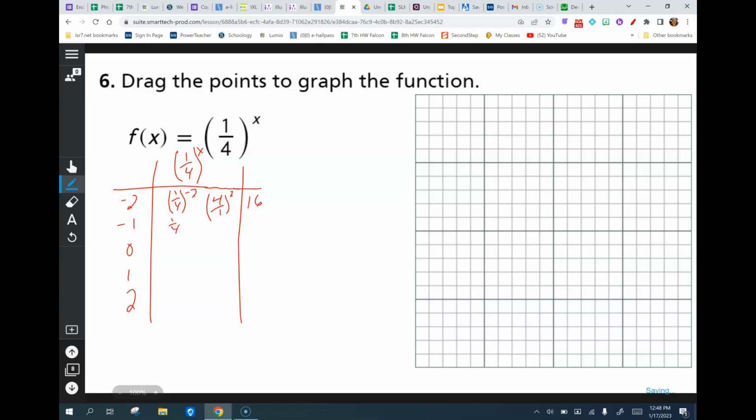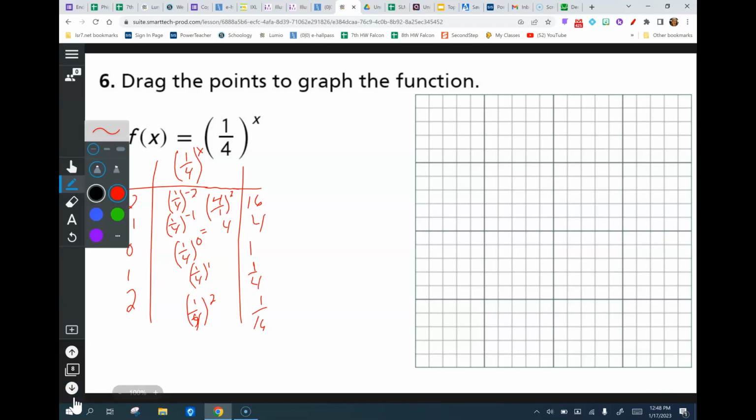Then we have 1/4 to the -1. That's going to be 4. And then, of course, 1/4 to the 0 is 1. 1/4 to the first is 1/4. And 1/4 to the second is 1/16. So really tiny.